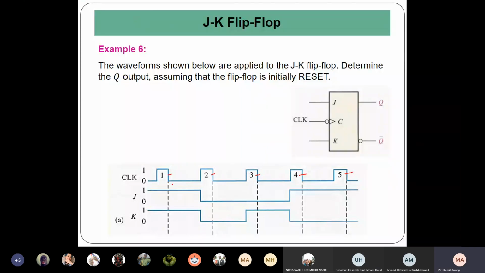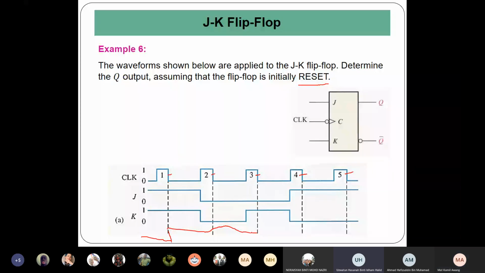Okay, now we start. Q is 0 at this moment, because it's initially reset. So J is 1, K is 1, and the clock is triggered. What happened? Q is 0, it toggles. It becomes 1. Now J is 0, K is 0, and the clock is triggered. What happened? No change. So stay as 1. And here, J is 1, K is 1.